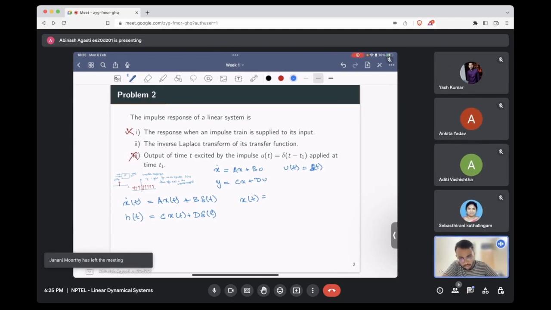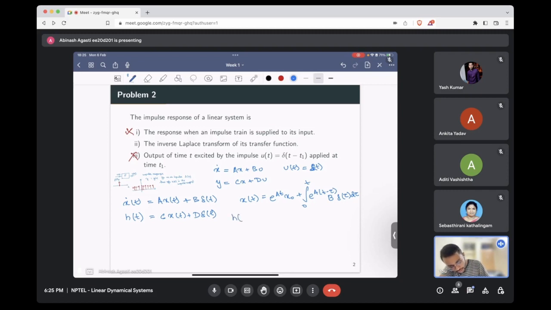Okay, I'll write it down. So we have e to the power At x naught plus integral 0 to t e to the power A(t minus tau) B delta of tau d tau. Okay, so this is the solution, right? So that means h of t is just C x of t plus D delta of t.